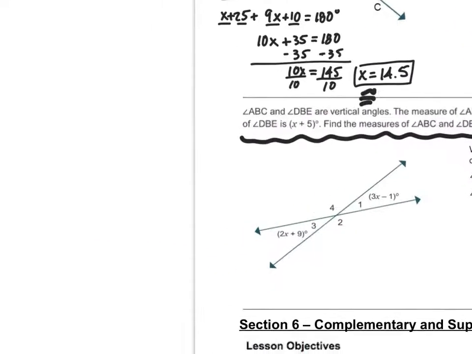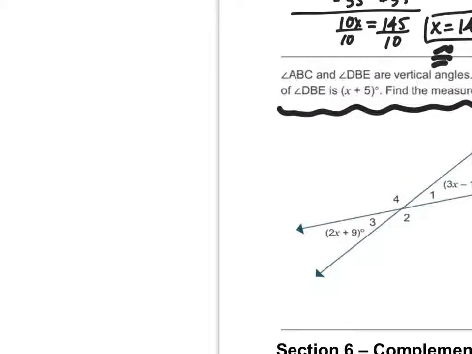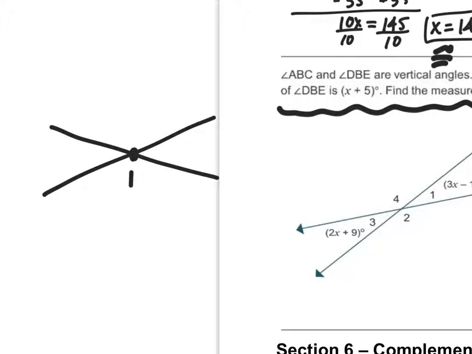So here's what I'm going to do. I'm going to come over here and draw a picture. You can do this somewhere on this paper at some point. I'm just going to draw a quick intersection. I'm going to call this point B, and I've got point A here, B, and then C. And then I've got D here, and then point E. So I know that these are vertical angles. If they're vertical angles, then they're congruent.